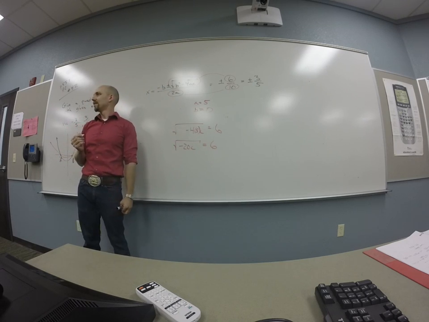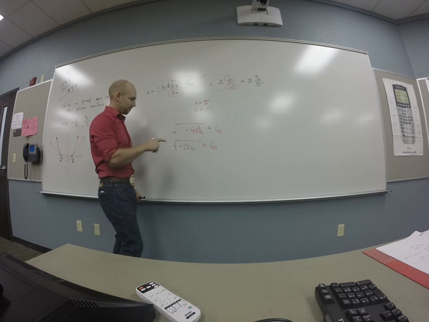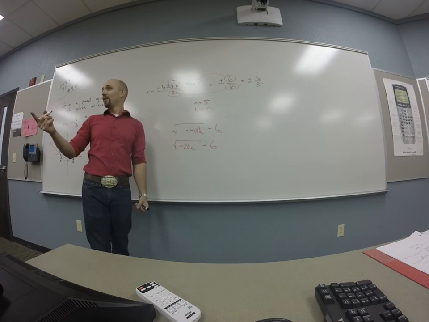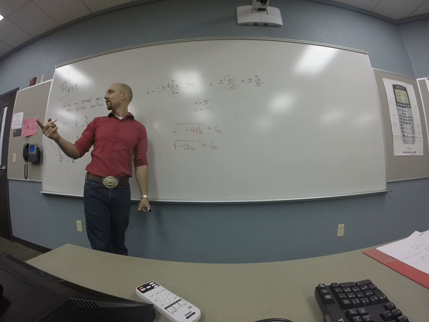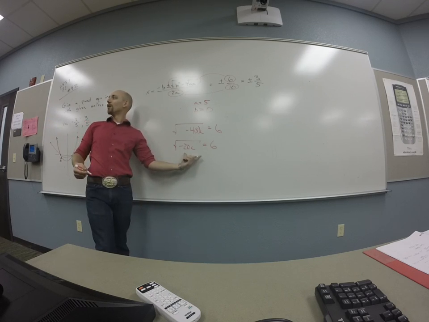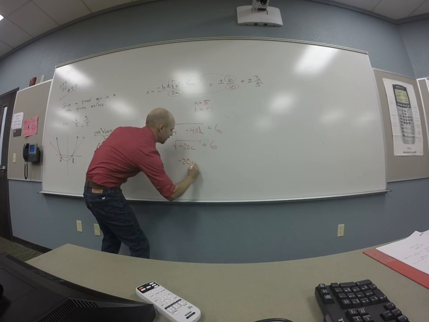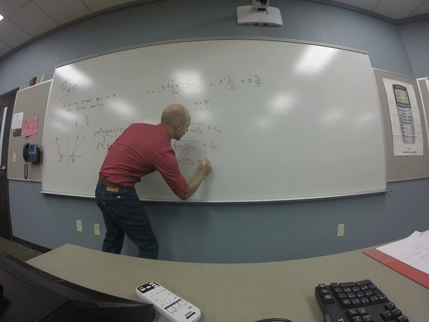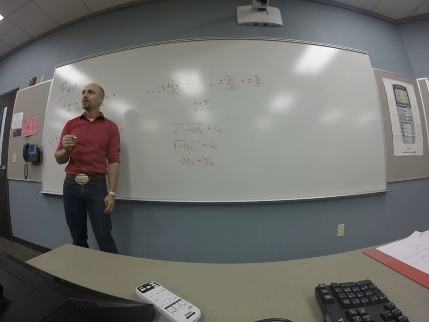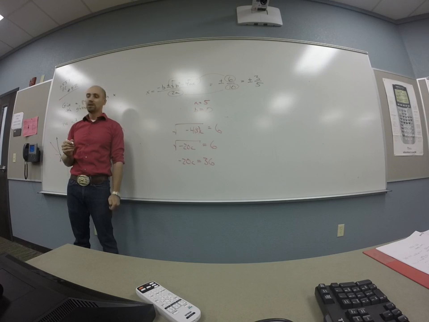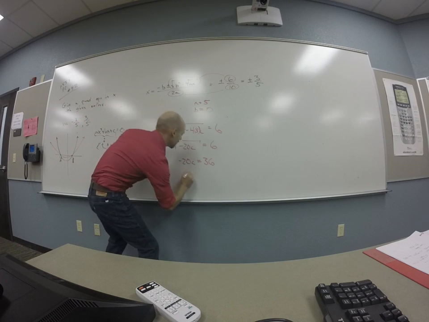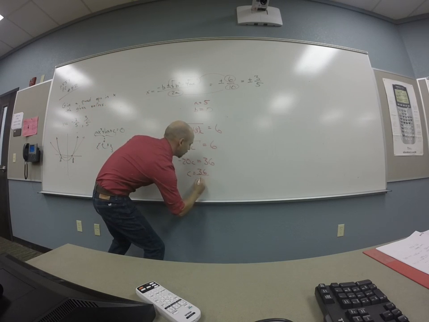How do I solve this? You guys can do this. Couldn't you just square 6? This is an extraction of roots problem, right? Oh, sorry, this is a reverse of square extraction of roots. So we square both sides. We get negative 20c is 36. Then we divide by negative 20, so we get c is 36 over minus 20.